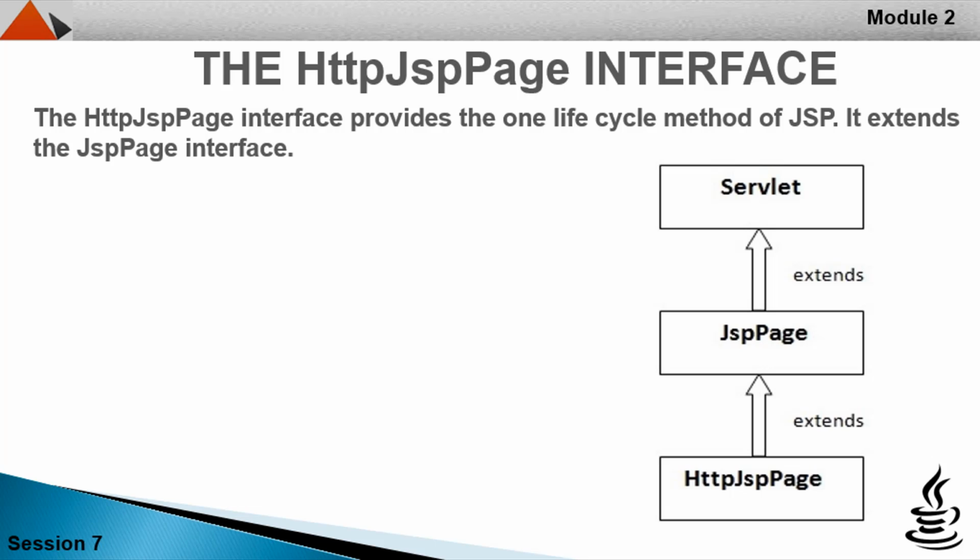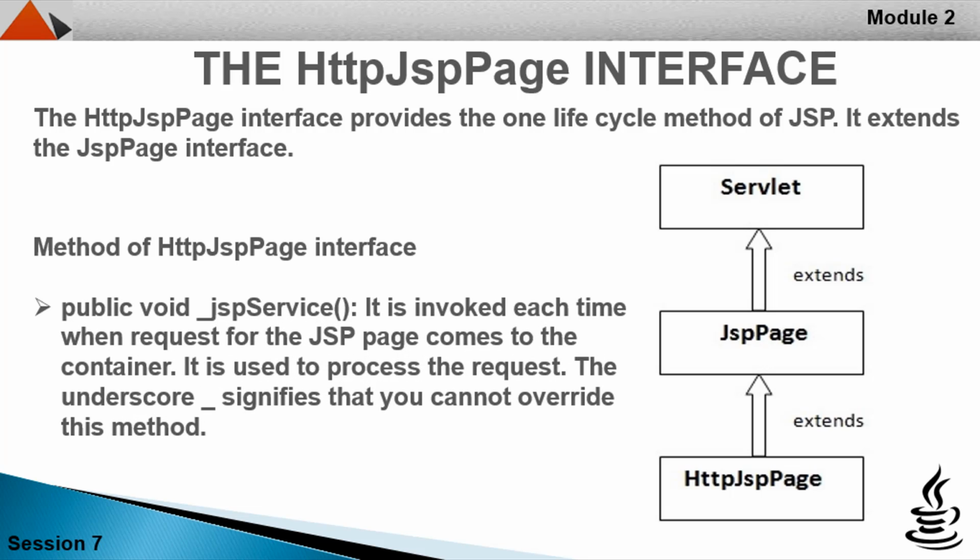The HttpJspPage interface. The HttpJspPage interface provides the one lifecycle method of JSP. It extends the JspPage interface. Method of the HttpJspPage interface: public void _jspService method. It is invoked each time a request for the JSP page comes to the container. It is used to process the request. The underscore signifies that you cannot override this method.